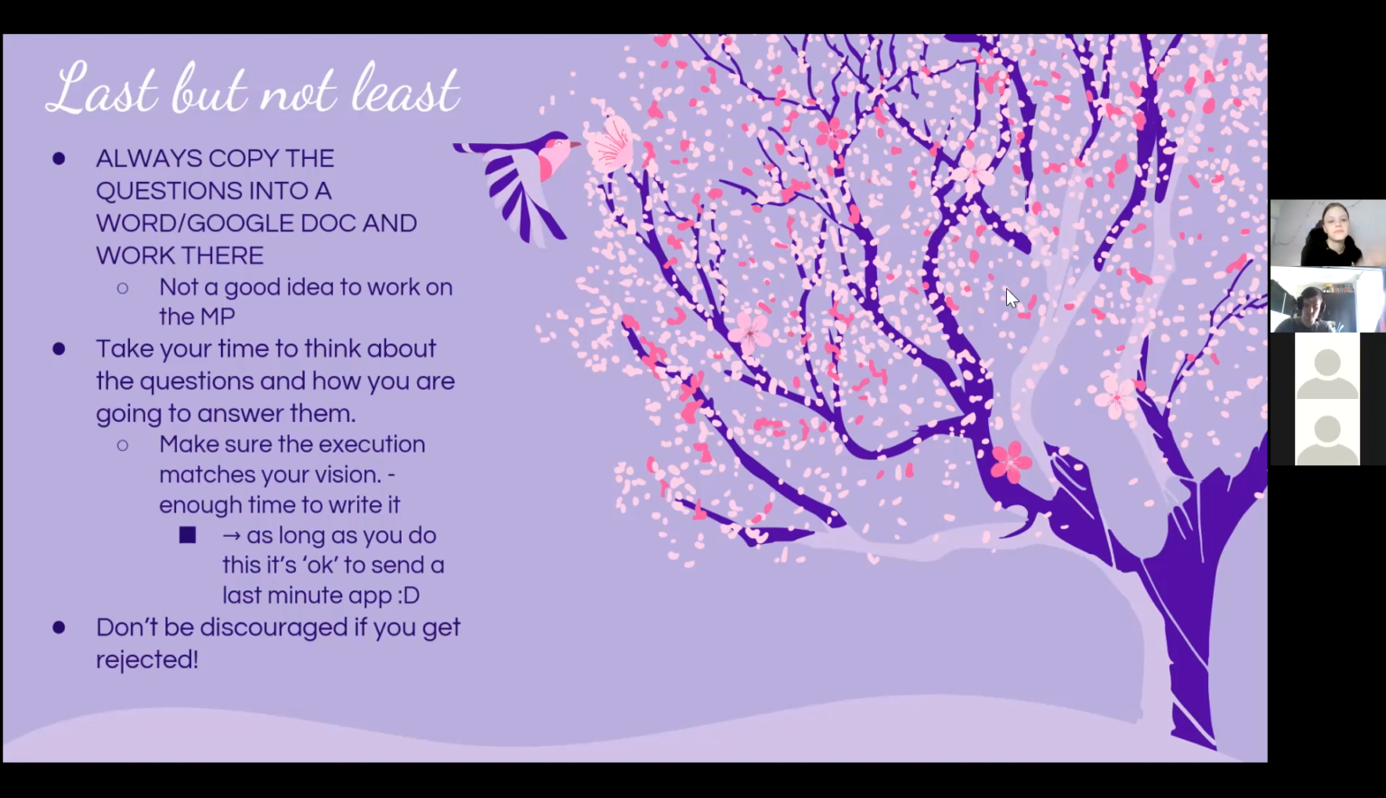And again, make sure that you have enough time to write it, and that whatever vision you have for your app, you can execute that in the time that you give yourself. As long as you have this, it's okay to send a last minute app because you will get everything that you want in your app. You can work on it for a longer time and even send it last minute, but maybe don't start with it an hour before if possible.